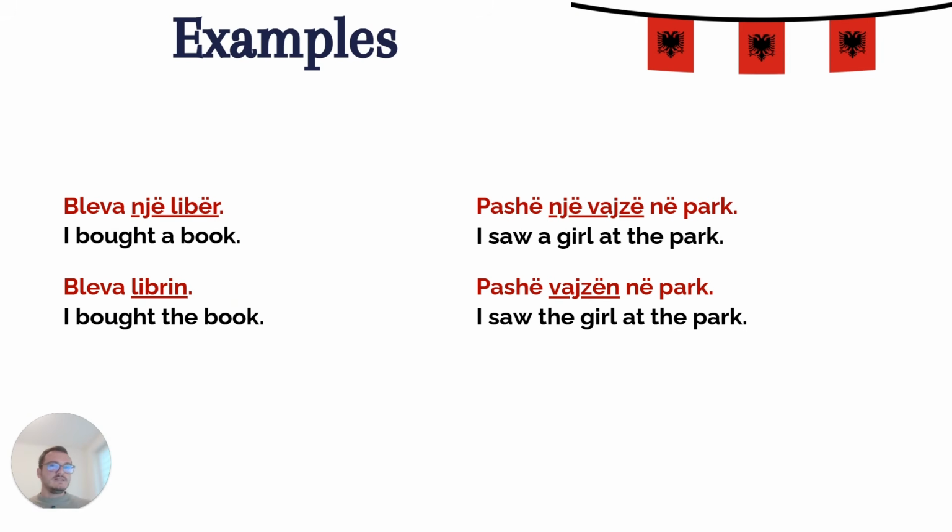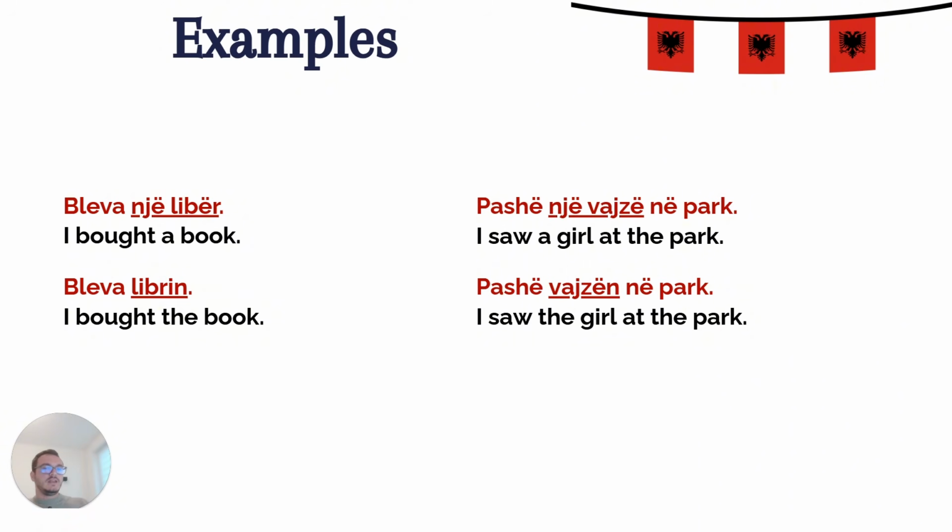Pash një vajz në park. Indefinite. I saw a girl, an indefinite girl, at the park. Kë pash unë? Whom did I see? Një vajz. Pash vajzën në park. I saw the girl at the park. Kë pash unë? Vajzën.